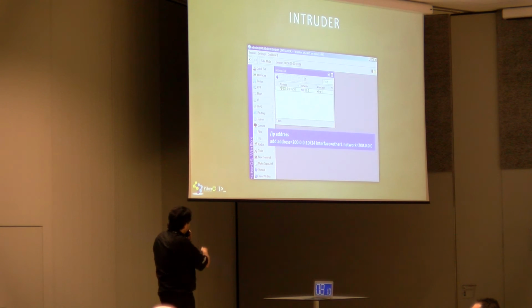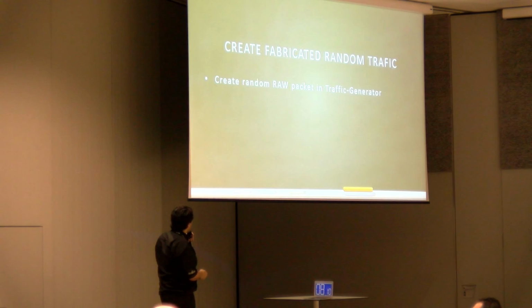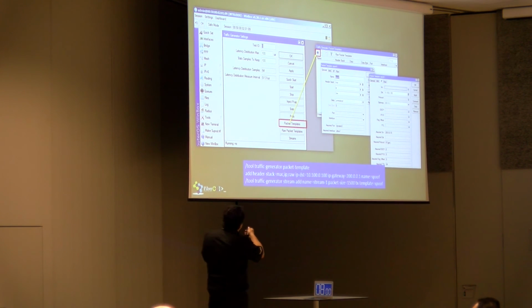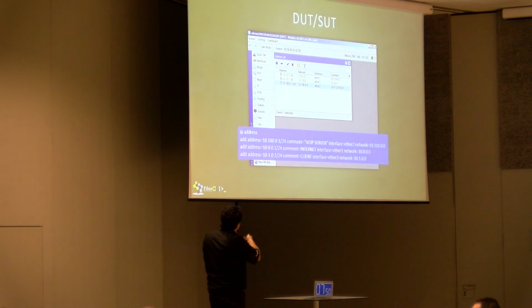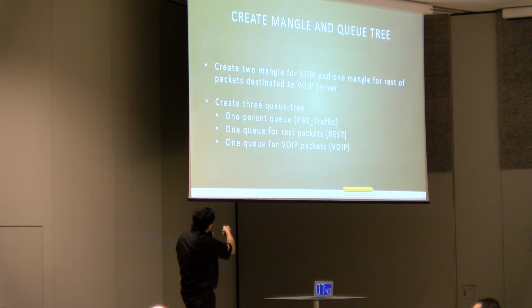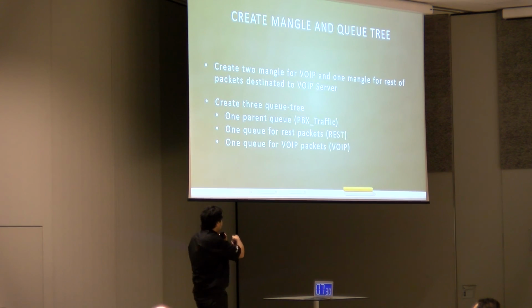For the intruder, there is the IP address configuration, and the template will be a raw packet. This raw packet is here with MAC, IP, and you can see the last one, header, okay? And everything is okay now. We'll test the behavior. For the test, we need to set the queues inside the device under test. Not only the queues, also the mangle rules.